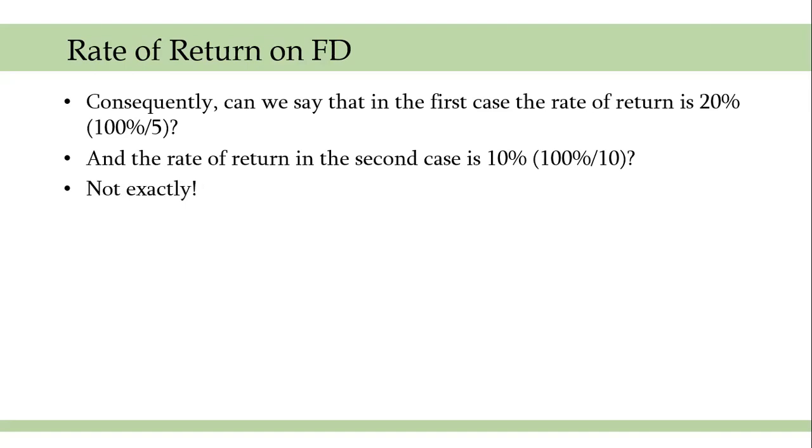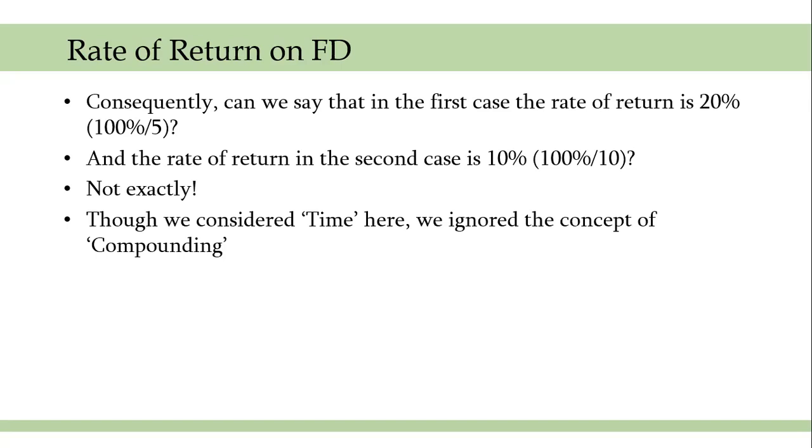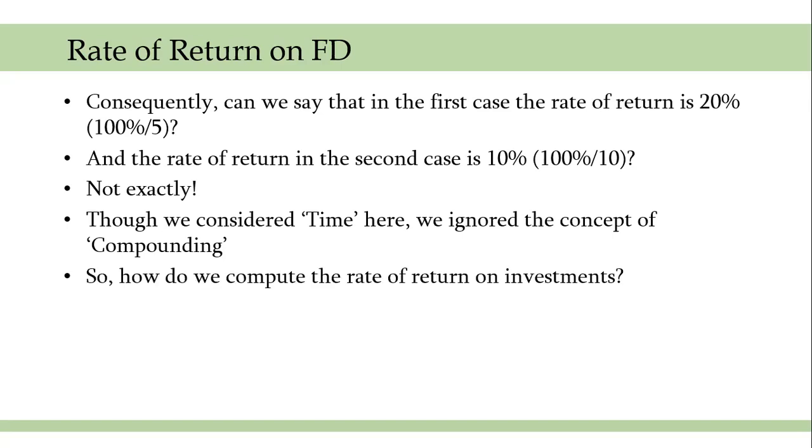Not exactly. Even though we have considered the time factor here, while dividing the 100% by the number of years, we have ignored the concept of compounding. So, how do we compute the rate of return on investments?